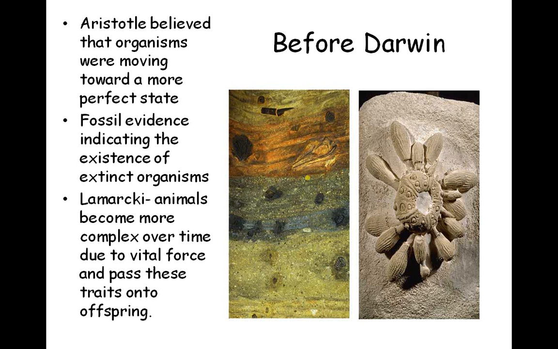So, for example, if an individual gets a tattoo, that tattoo would be passed on to its offspring. It's a change in its traits. Now, we know that this doesn't happen. But during the 1800s, prior to Darwin, this was one of the more accepted theories of the day.